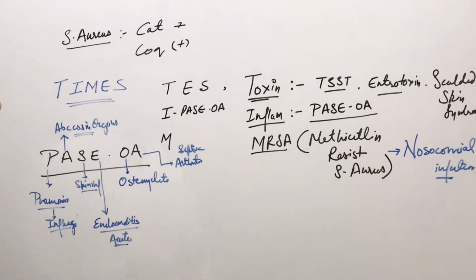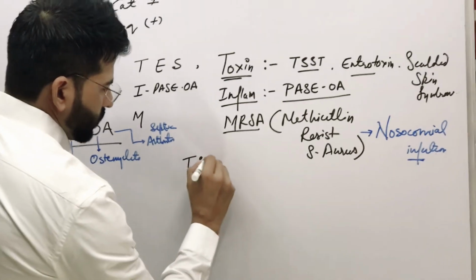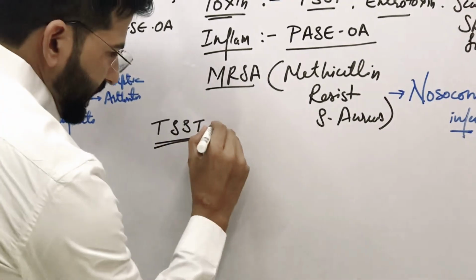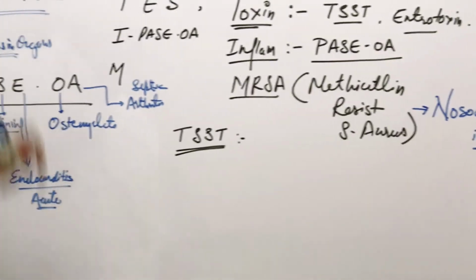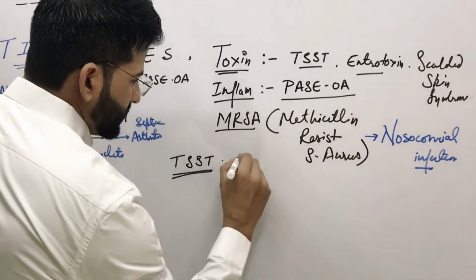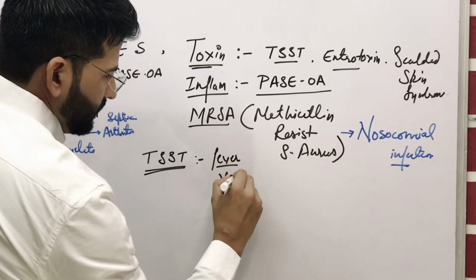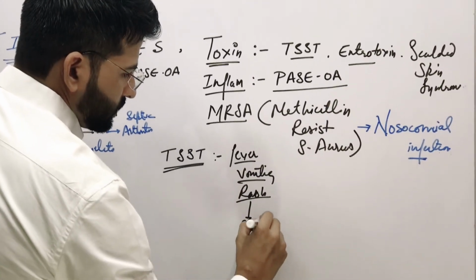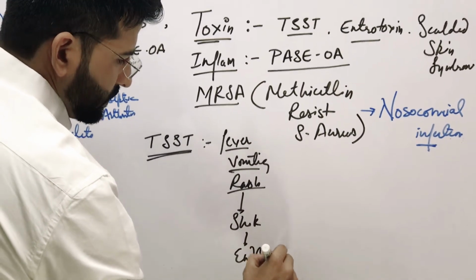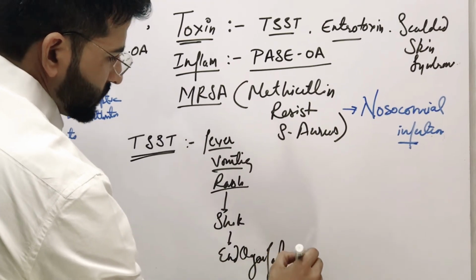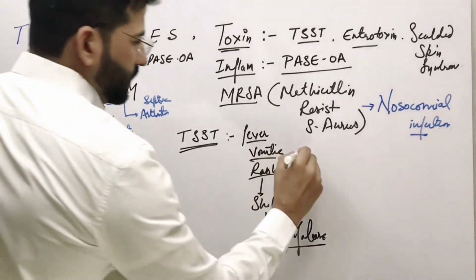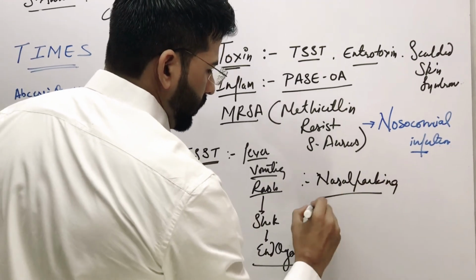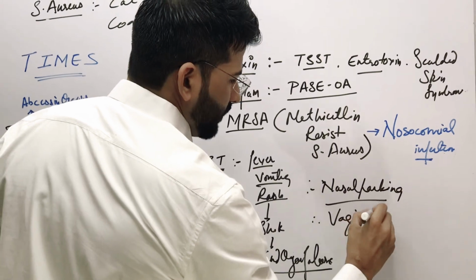Now let me talk a little bit about toxic shock syndrome toxin. Presentation: it is caused by the toxin produced by Staph aureus, which is an exotoxin, and the patient will present with fever, vomiting, a rash leading up to shock or end organ failure. Toxic shock syndrome toxin is usually seen in people using nasal packing or vaginal tampons.